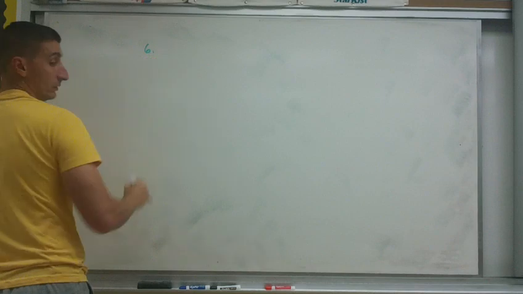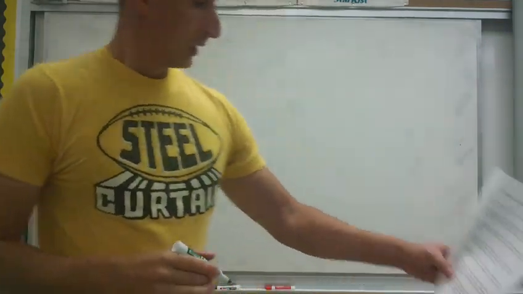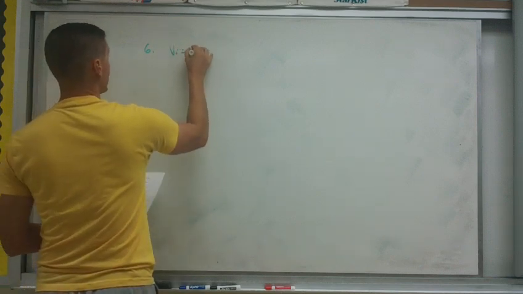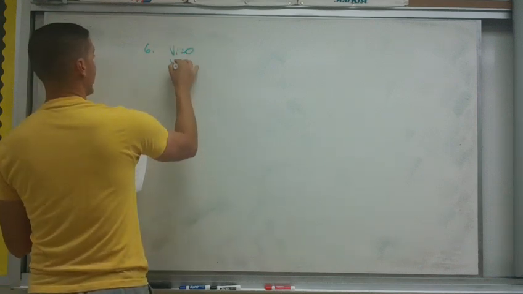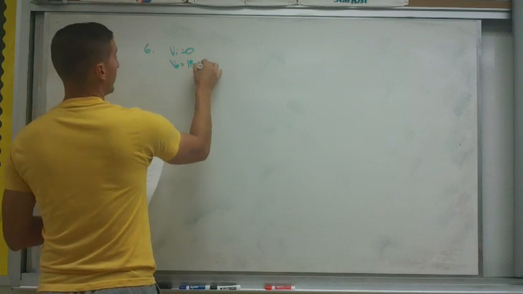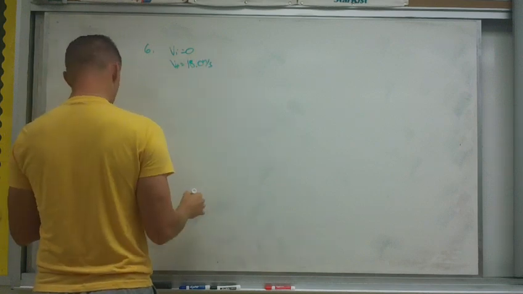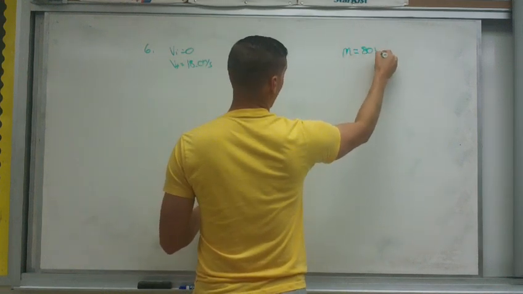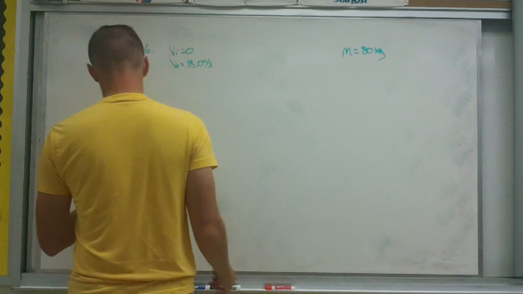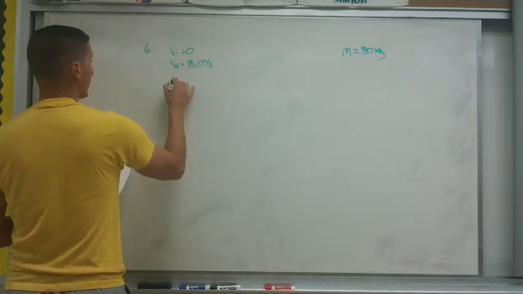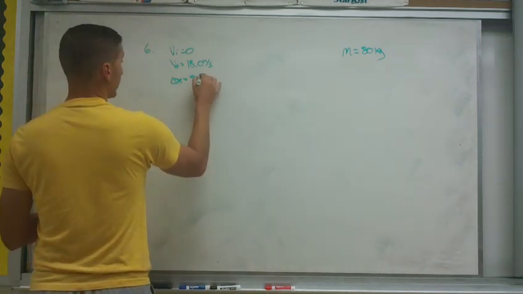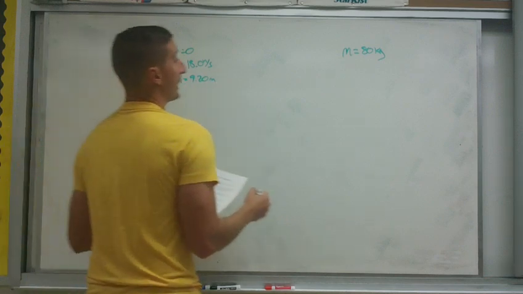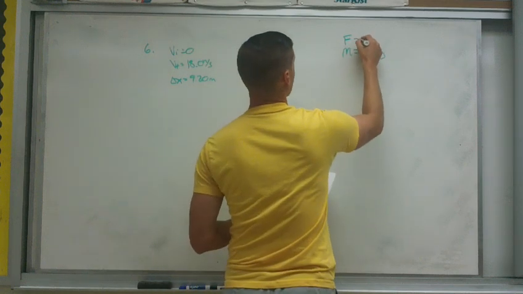Six. All right, look at this. He starts from rest, so I know VI equals 0. I know VF, he gets to 18 meters per second. The mass is 80 kilograms. The length of the barrel, delta X, is 9.2 meters long. I want to know the average force. I need to find force here.